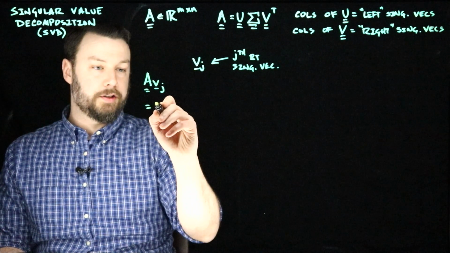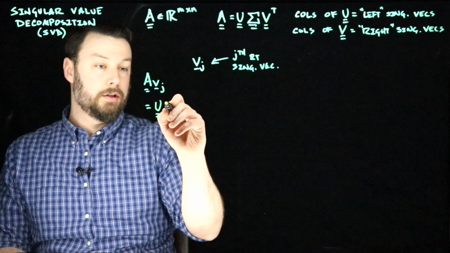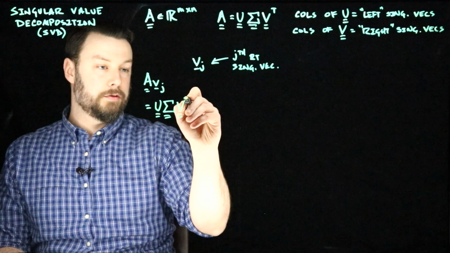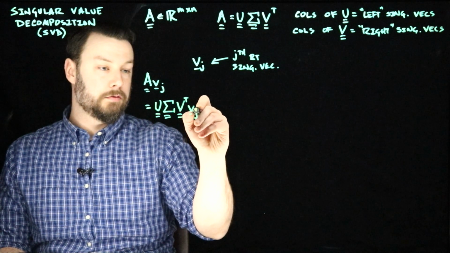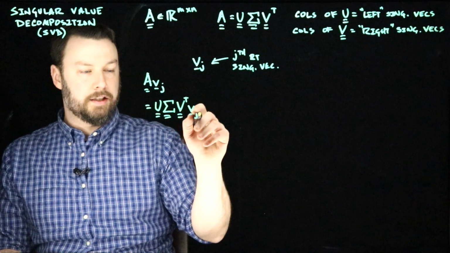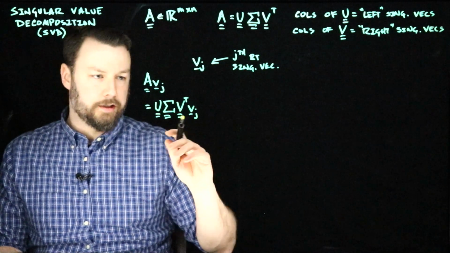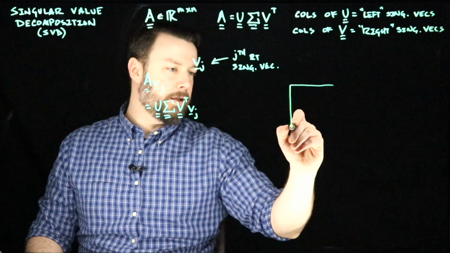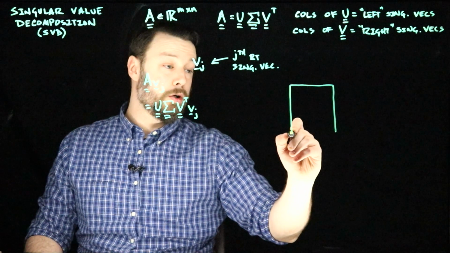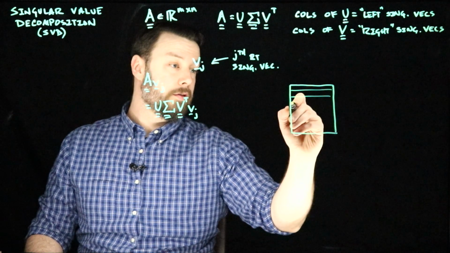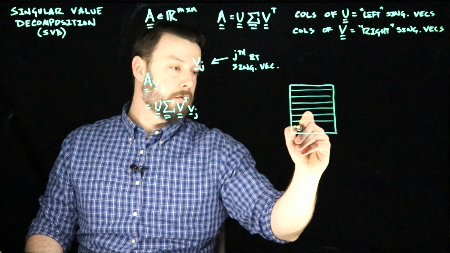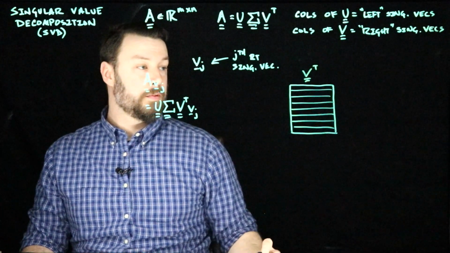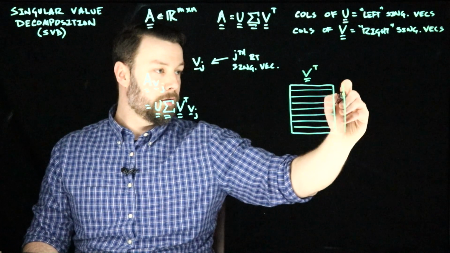Let's write out the decomposition, where we would have U sigma V transpose Vj. And let's take a minute and talk about V transpose Vj. So V transpose is a matrix whose rows are the right singular vectors. So this is big V transpose. And now we're multiplying it by Vj.